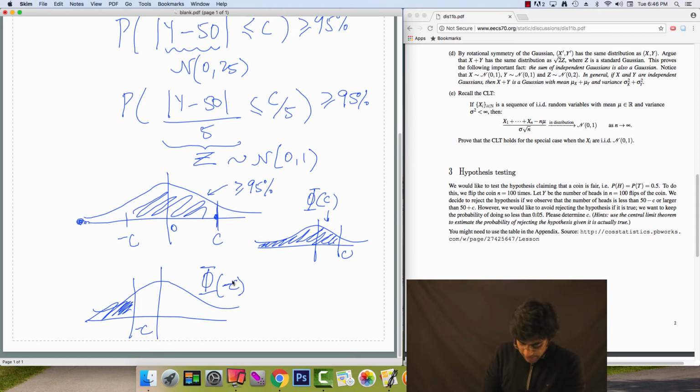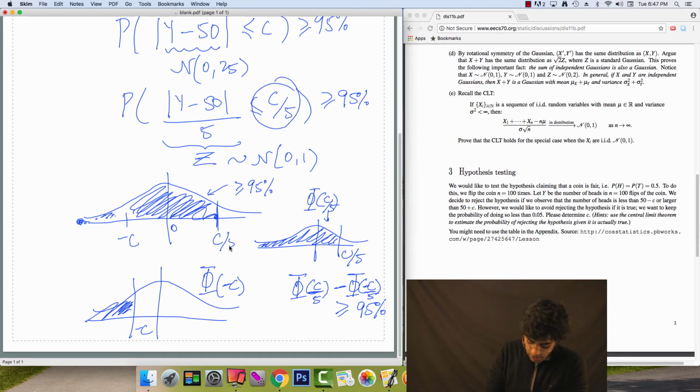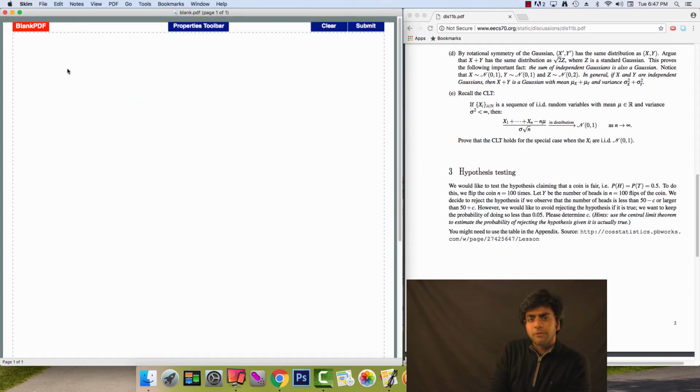Okay, so phi of negative c corresponds to this region here. Then the middle center region will correspond to phi of c minus phi of negative c. And I want this to be greater than or equal to 95%. I'm sorry, this is c over 5, because remember, we made the change to c over 5. So now I have reduced the problem of finding what's called my confidence interval to this. I want to solve for this equation.